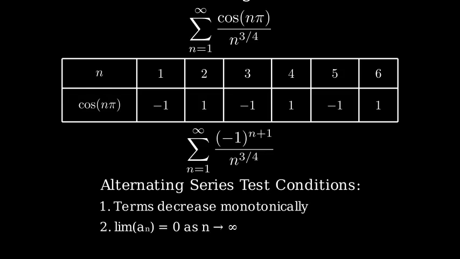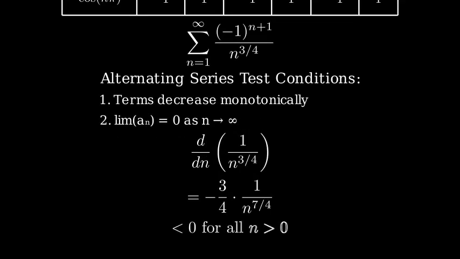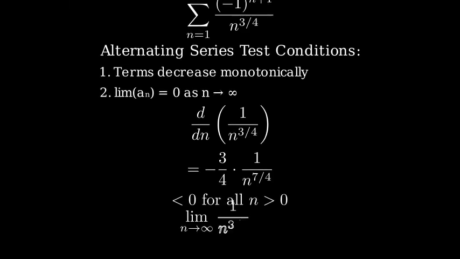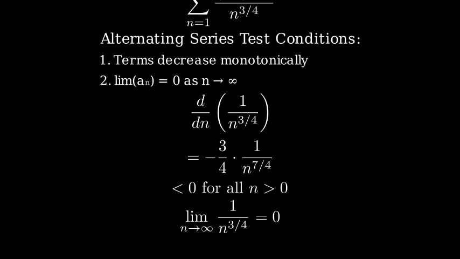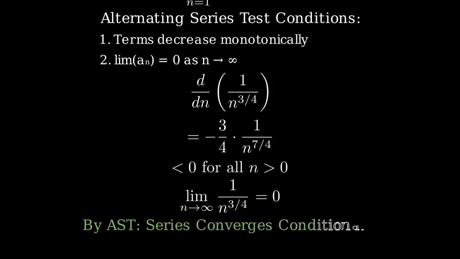Let's check the first condition. The derivative of 1 over n to the 3/4 with respect to n is -3/4 times n to the -7/4. Since this derivative is always negative for positive n, the terms decrease monotonically. For the second condition, let's take the limit as n approaches infinity. The limit of 1 over n to the 3/4 equals 0 as n approaches infinity, since 3/4 is positive. Since both conditions are satisfied by the alternating series test, our series converges conditionally.